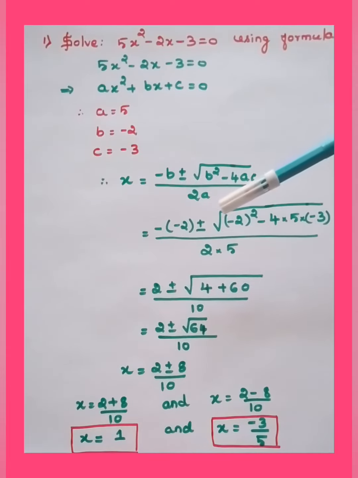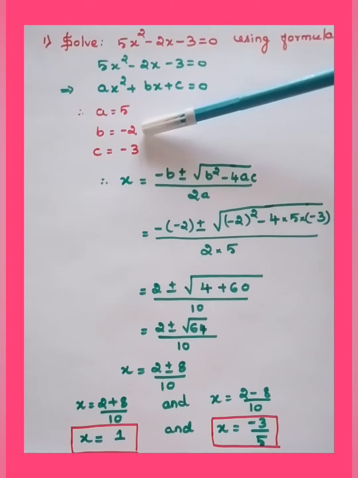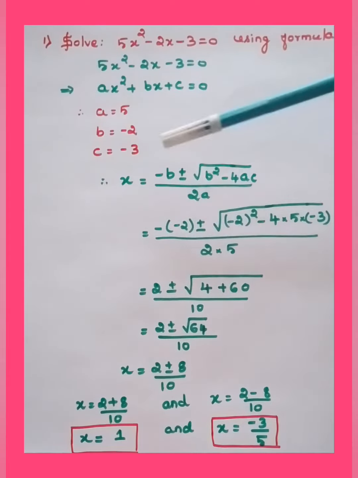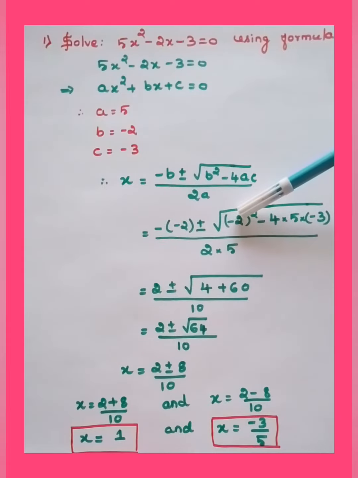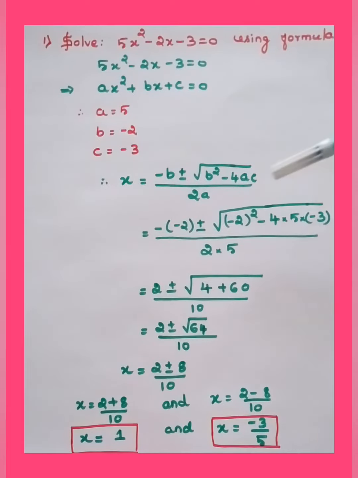Slowly substitute the values. Minus of b value, which is already minus, so minus of minus 2, plus or minus square root of b square, which is minus 2 whole square, minus 4 into a value, which is 5, into c, which is minus 3. If you come across c with minus 3, substitute it in brackets so that you will not get confused. Divided by 2 into a. 2 into a value is 5, so 2 into 5. And later you can solve it.